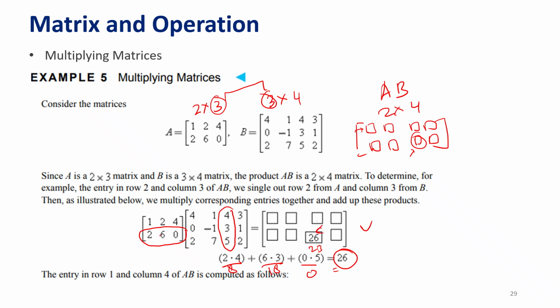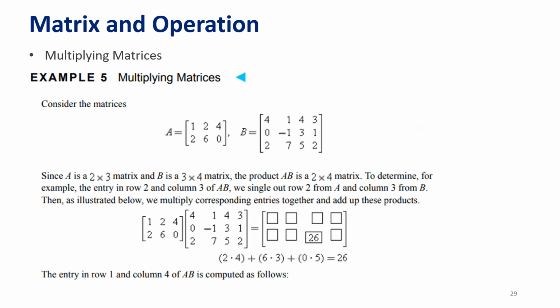Put it here. What about this one? How do you calculate it? This one is entry 1 1, so you multiply the row here with column 1 here: 1 multiplied by 4, plus 2 multiplied by 0, plus 4 multiplied by 2. So it's 4 plus 0 plus 8, so it should be 12.